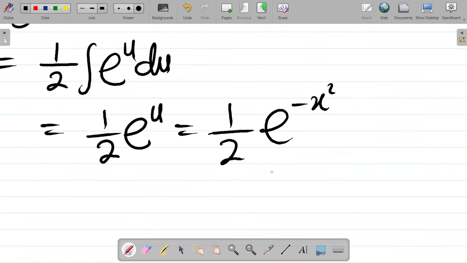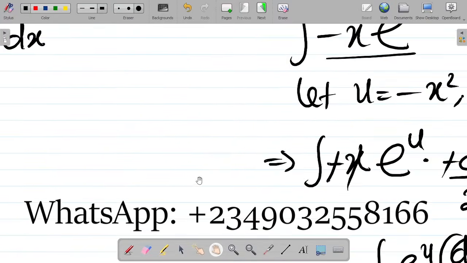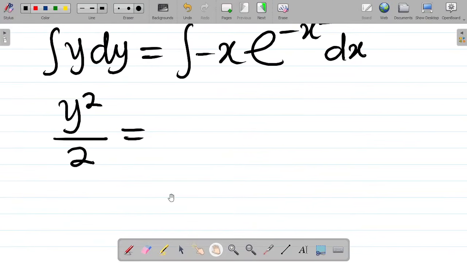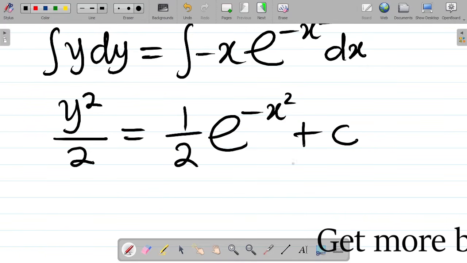Alright, so let us proceed with this. 1 over 2 exponential minus x squared. If I integrate this, I'll have my answer as 1 all over 2 exponential minus x squared, then plus c, the constant of integration, as we said earlier.